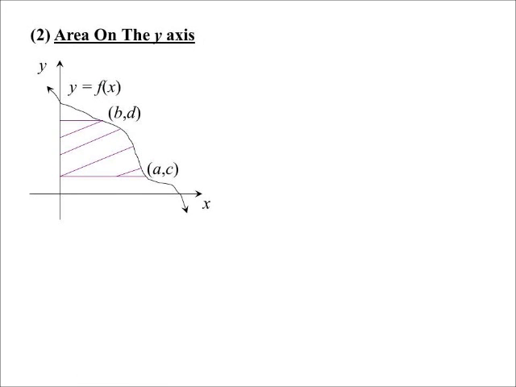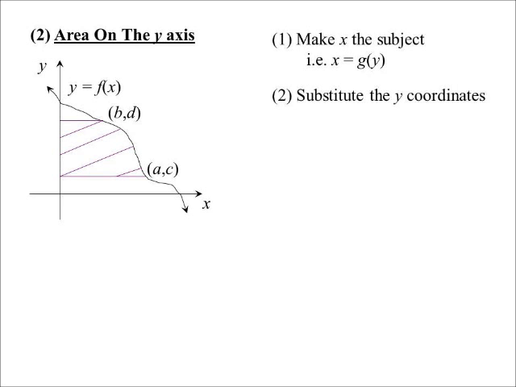What about if the area is going to the y-axis instead of the x-axis? So there's our random function, y equals function x. Going to need to know the y values as well to do this. We're going to have to make x the subject, and then we're going to sub in the y coordinate. So our integral, you'll notice, becomes g(y) dy.